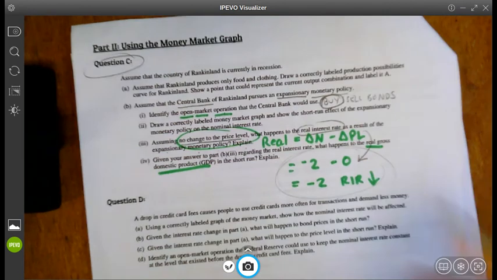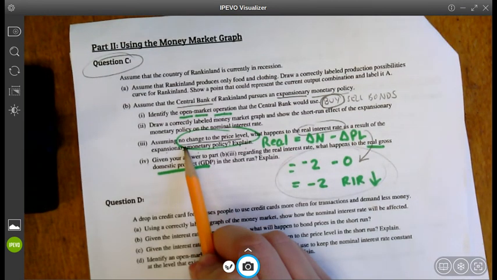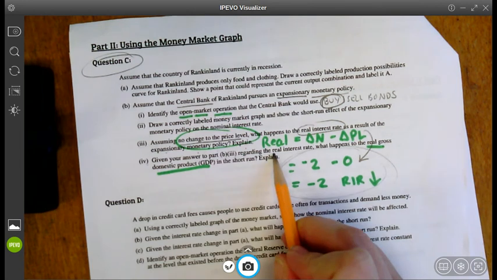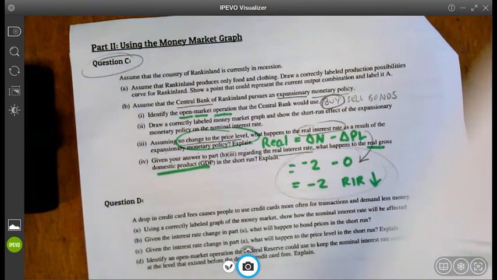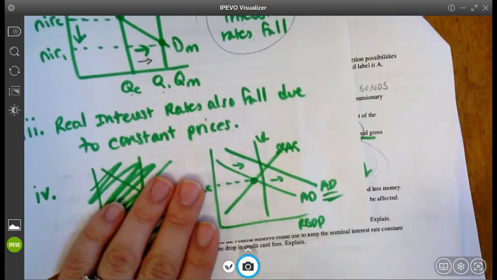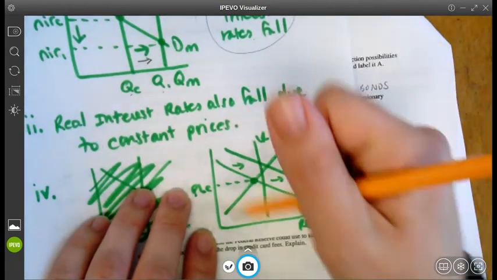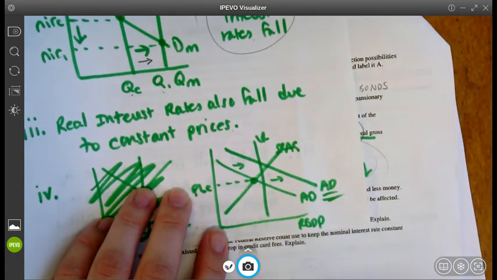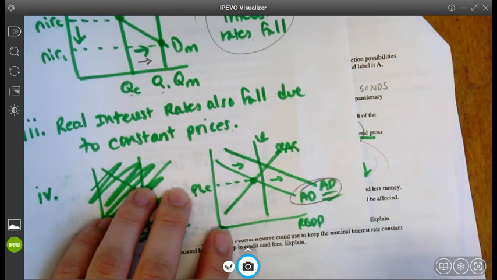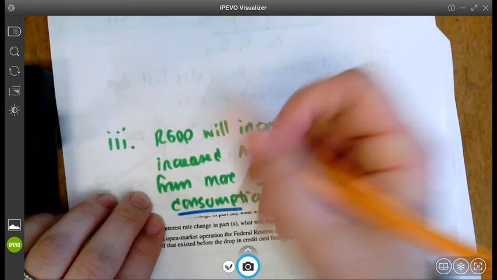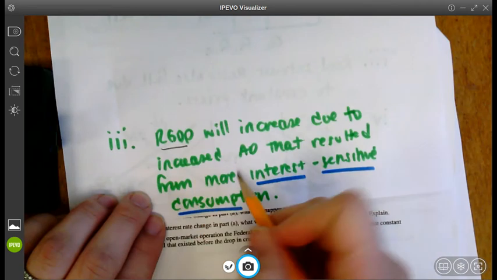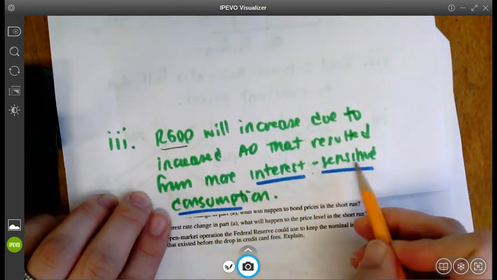For part 4, we're now asked, using the answer from part 3 regarding the real interest rate, what will happen to real gross domestic product in the short run? Now, you did not have to graph this, but we graphed it here just to brainstorm what the answer would be. If real interest rates fall, aggregate demand is going to shift to the right because of increased interest-sensitive consumption. So as a result of that interest-sensitive consumption, aggregate demand is going to increase, and the answer would be that real GDP will increase due to the increased aggregate demand that resulted from the interest-sensitive consumption.